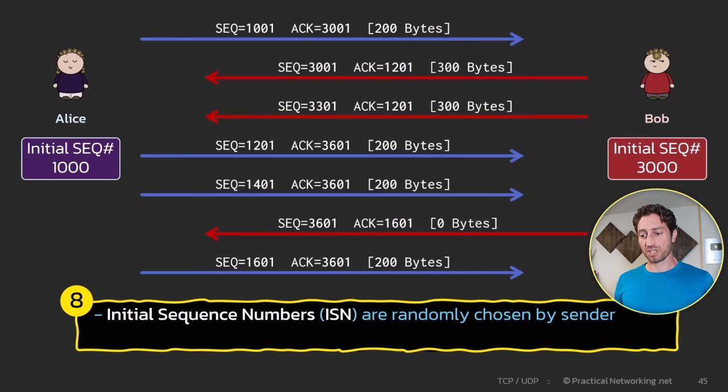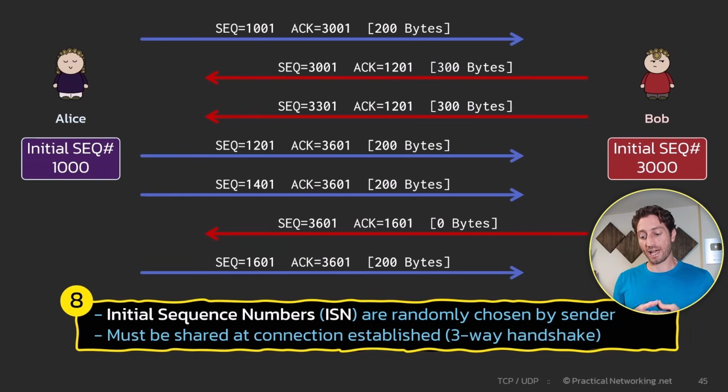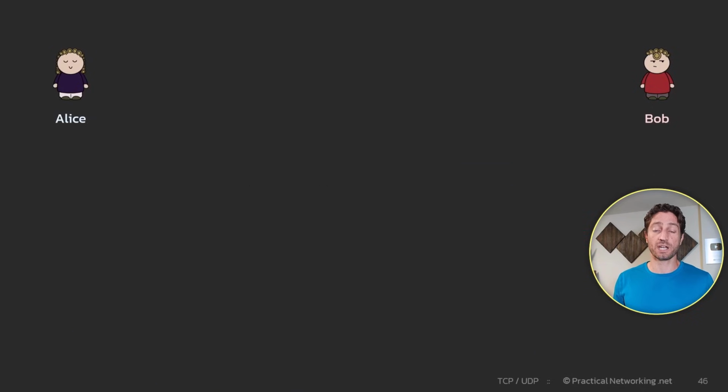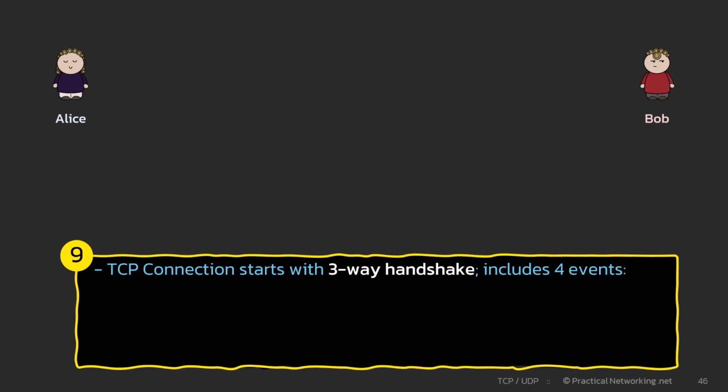But how do they know each other's starting point if they each picked it independently? These initial sequence numbers have to be shared before data can actually be exchanged between Bob and Alice. And that's what brings us to how TCP connections are established and what's known as the three-way handshake. The core purpose of the three-way handshake is to exchange these initial sequence numbers. And that's what actually brings us to idea number 9, which is how this conversation even started.